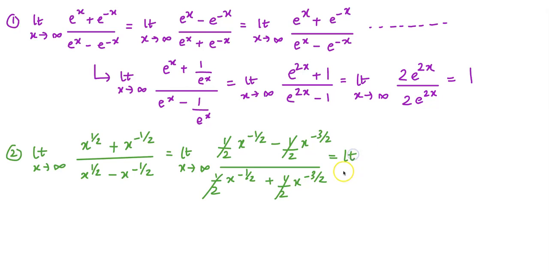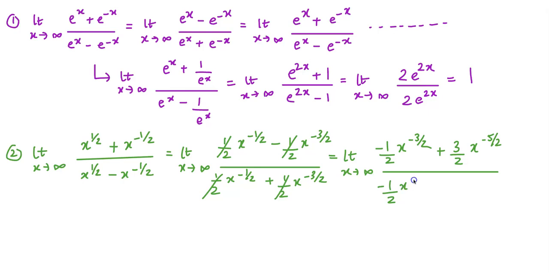So this is going to be the limit as x tends to infinity of minus 1 by 2 x to the minus 3 by 2 plus 3 by 2 x to the minus 5 by 2, divided by minus 1 by 2 x to the minus 3 by 2 minus 3 by 2 x to the minus 5 by 2. And I hope you see the pattern, right? We are again of the form 0 by 0, but this thing is just going to keep going on.